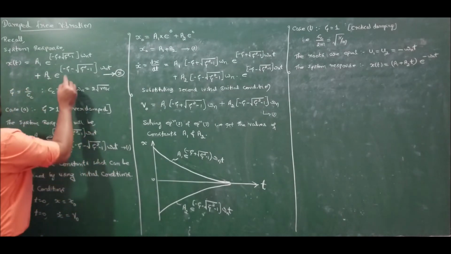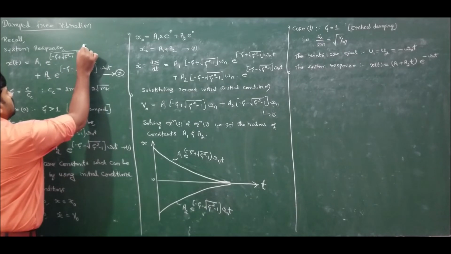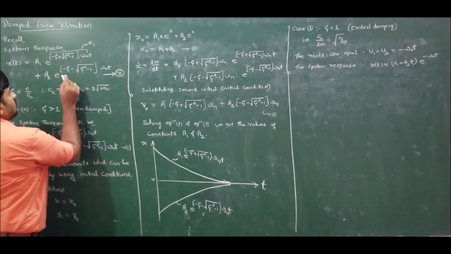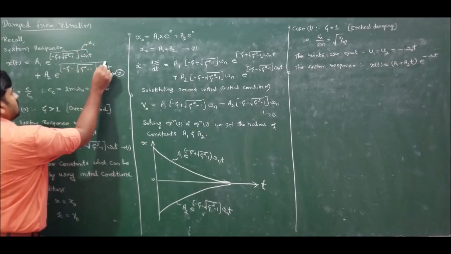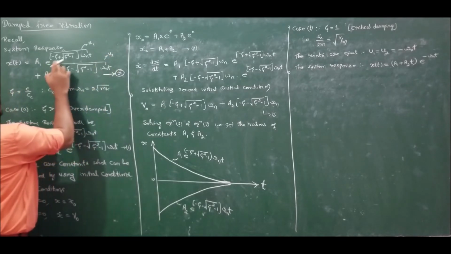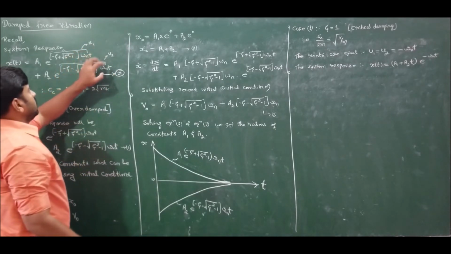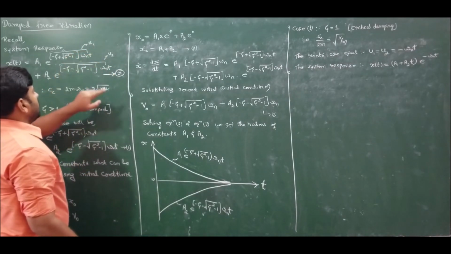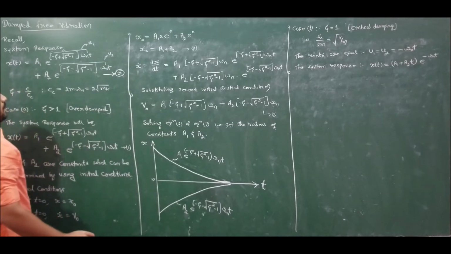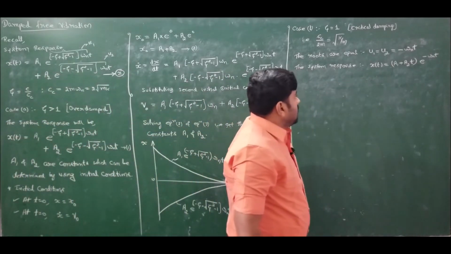These are all called roots. So this is root u1 and this is root u2. So this is e to the power of u1t, e to the power of u2t. What is the value of u1 and u2? It is just minus omega n. That's what I will get. So this is the system response for a critically damped system.